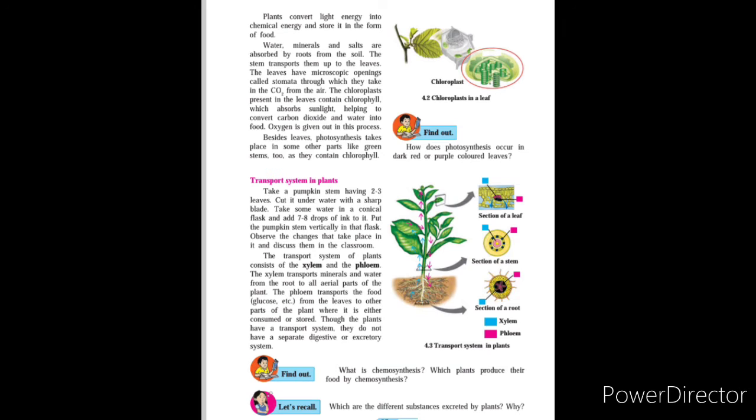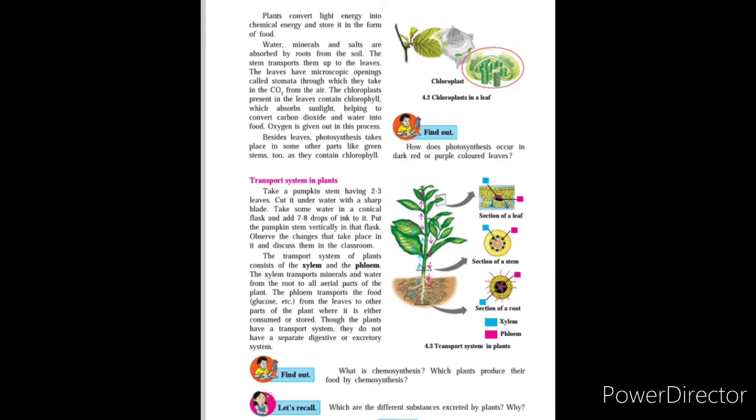What is transported? Water, minerals and salts are absorbed by the roots from the soil, and the stem transports them to the leaves. The stem transports water, minerals and salts.